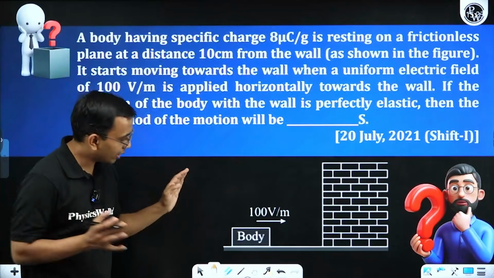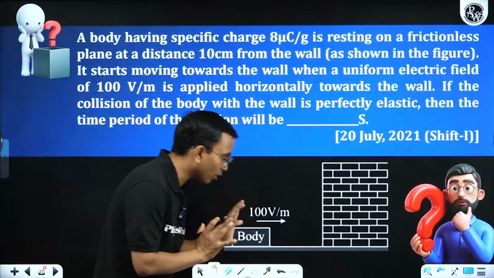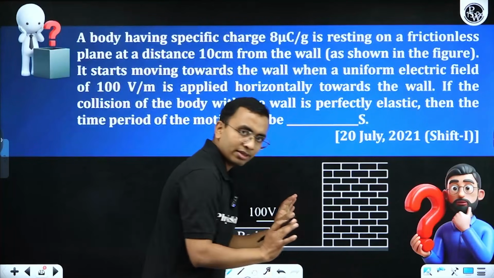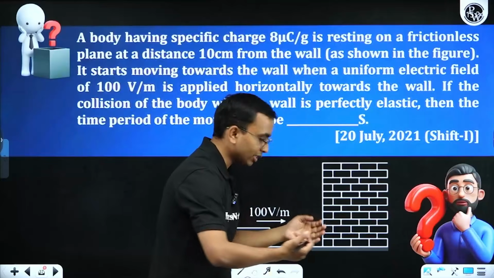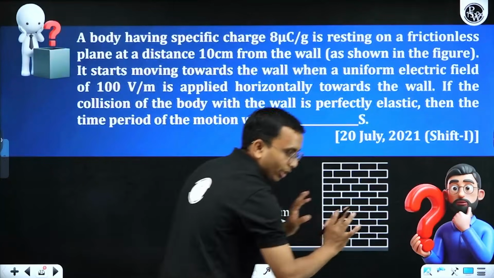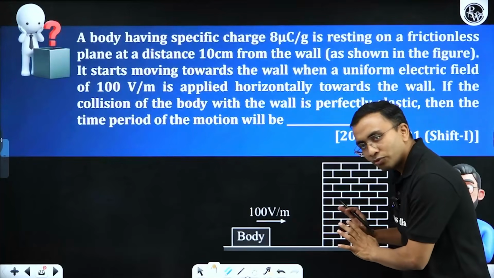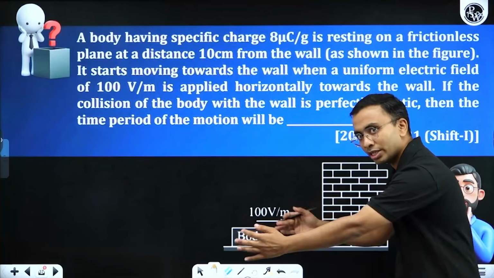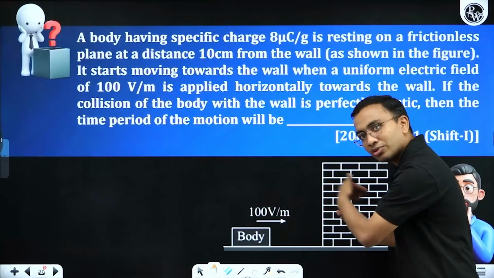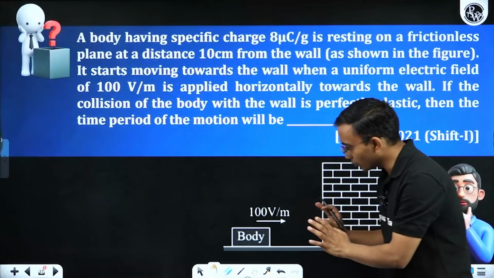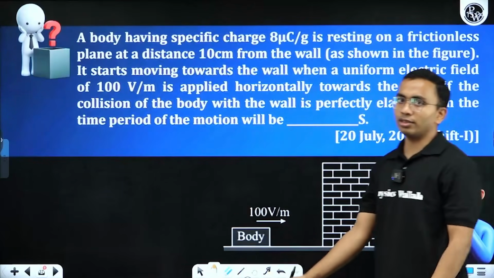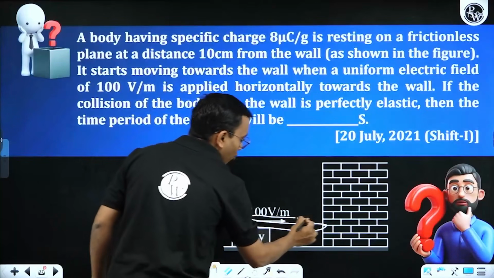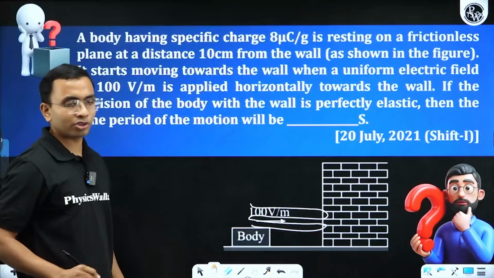It will gain some velocity, it will move like this, gain some velocity, it will collide with the wall. Now it is given the collision is perfectly elastic, so just after the collision the velocity will become opposite, again it will come back. So it will go like this, collide, and after collision it will move in the opposite direction with the same velocity. Then electric field is opposite, now it will slow down. Initially it was accelerating, now electric field is in the opposite direction, velocity is in this direction, so it will slow down, slow down, slow down, again come back to rest at that point. So it will go, strike, come back, go, strike, come back. This is how the motion will be.